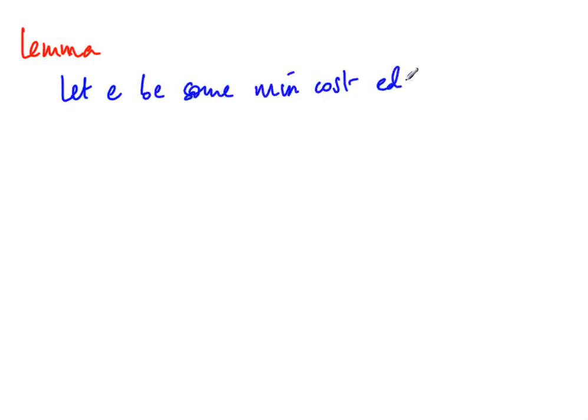So we can actually simplify Prim's algorithm using the following lemma. The lemma says, let E be some minimum cost edge incident on, that is attached to, vertex P. So pick any vertex and pick any minimum cost edge attached to it. There may be more than one.